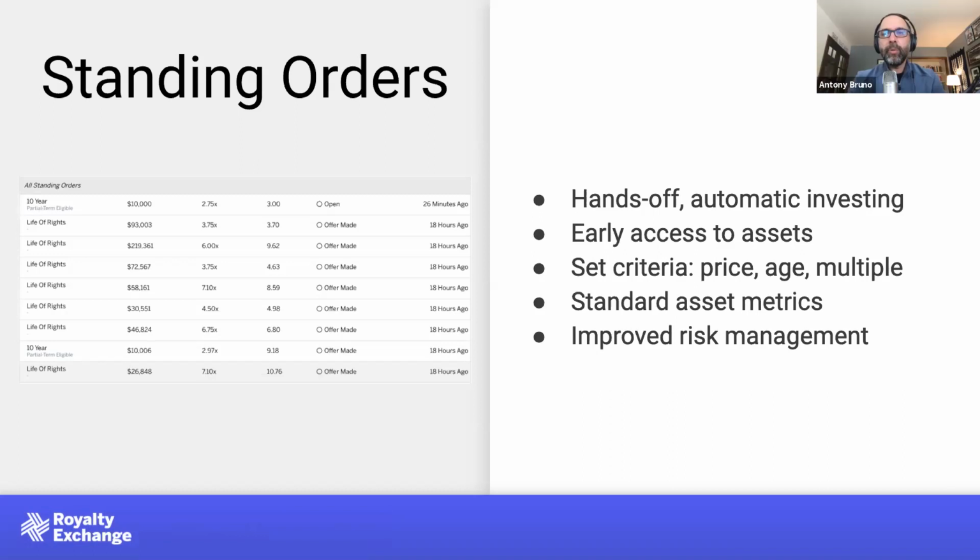So let me jump in. I could ask anyone, if you have looked at the standing orders or the secondary market, to simply use the function on the screen that allows you to raise your hand. I won't call on you to say anything, it's just a quick poll so we can get a sense of who's done what. Looks like we've got a couple of folks that have explored this, Matt.